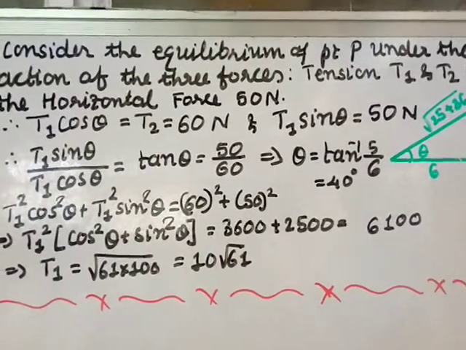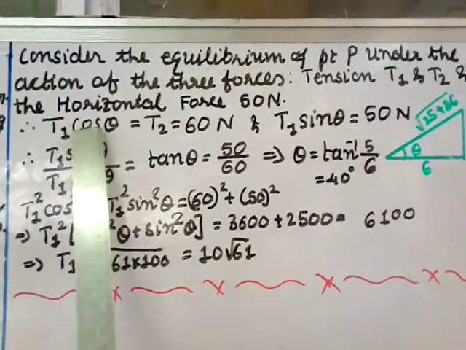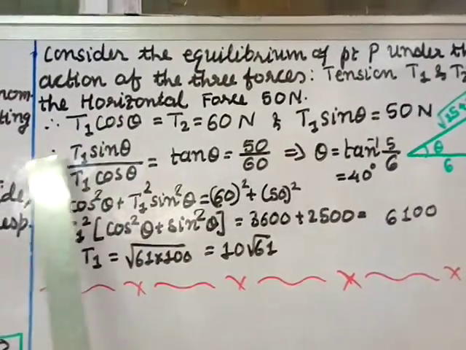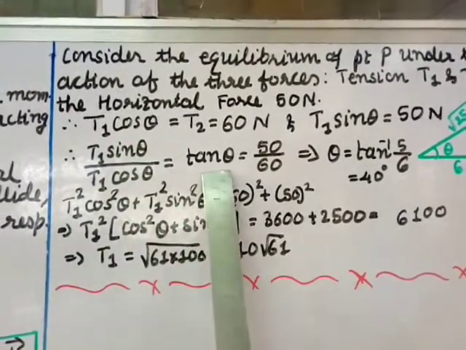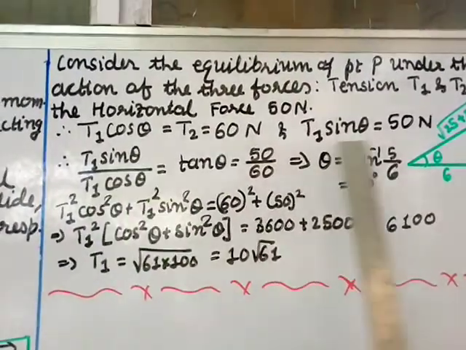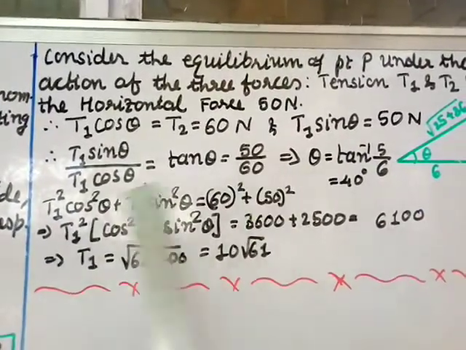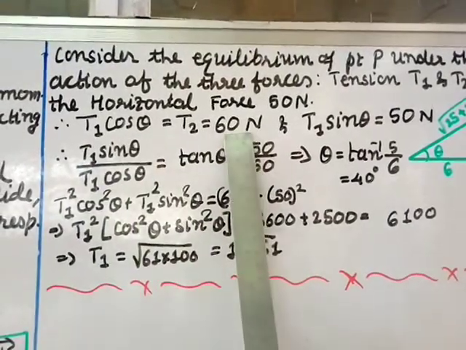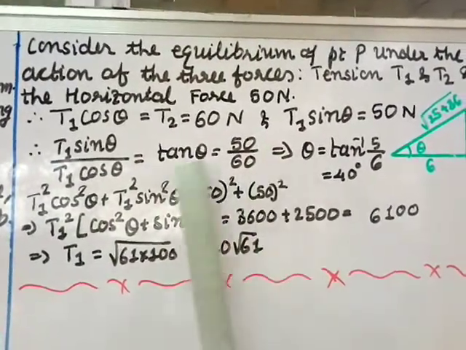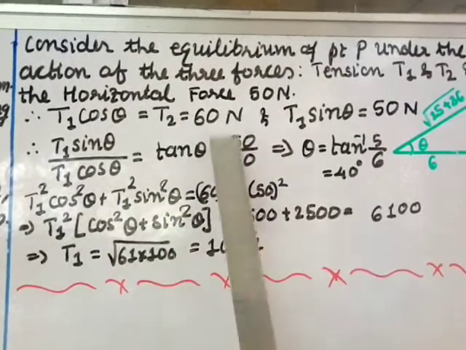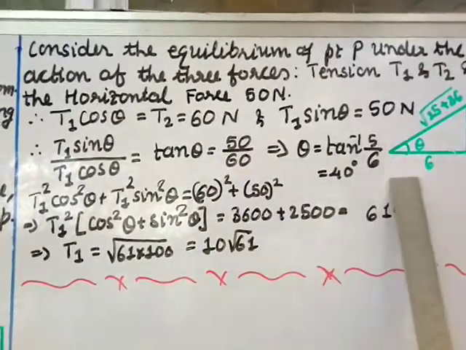Let us take the ratio of T1 sin theta by T1 cos theta. Sin by cos gives you tan theta. The T1 sin theta value is 50, and T1 cos theta is equal to T2, that is 60. T1 cancels, here tan theta equals 50 by 60, 10 cancels, so you get theta equal to tan inverse 5 by 6.